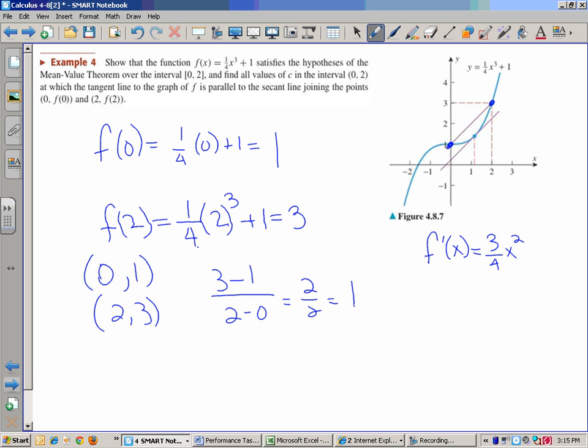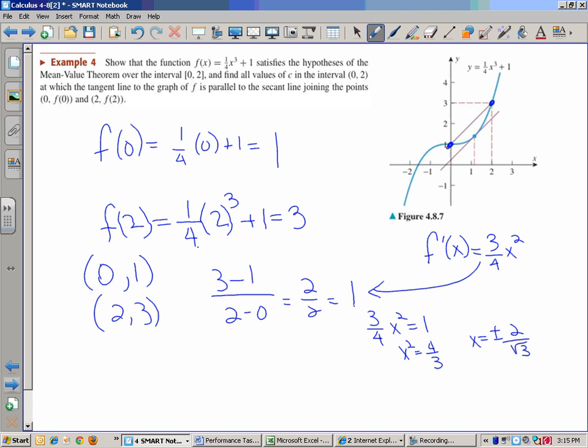And now we're going to take that derivative and set it equal to 1. So 3/4 x squared is 1. So x squared is equal to 4/3. So x is either plus or minus 2 over the square root of 3. And no, we do not have to rationalize, so please leave it alone.